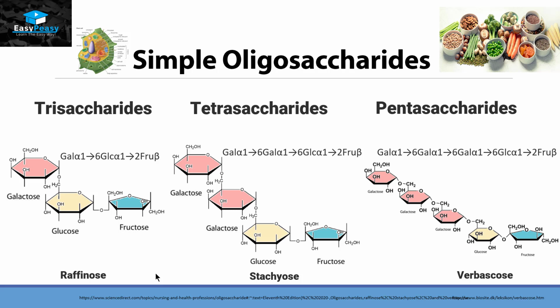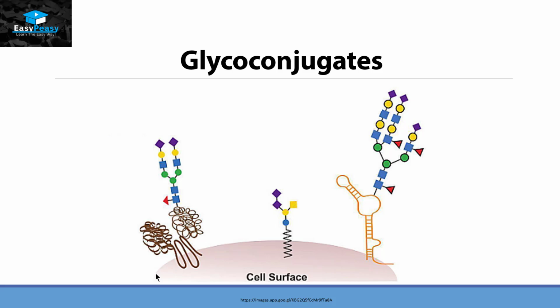Similarly, let's talk about the more complicated oligosaccharides, and they are called glycoconjugates. Glycoconjugate means that oligosaccharides are not present freely in the cell, rather they are attached with another biomolecule within the cell.